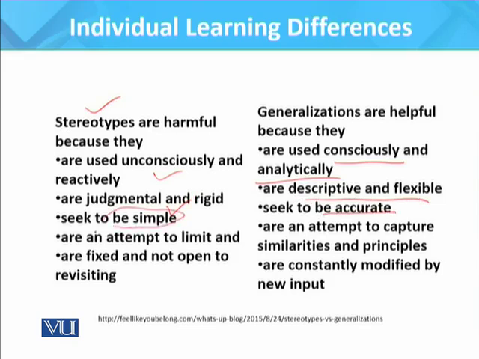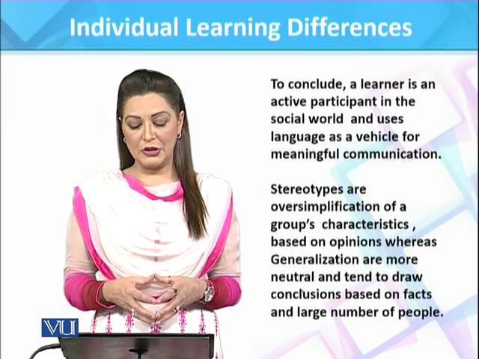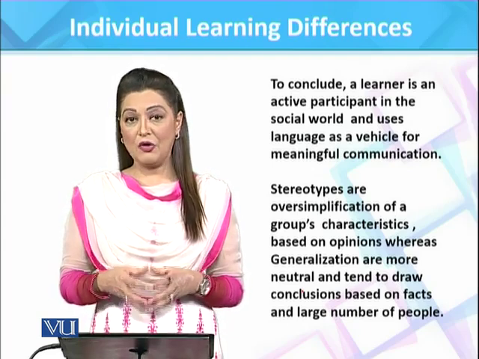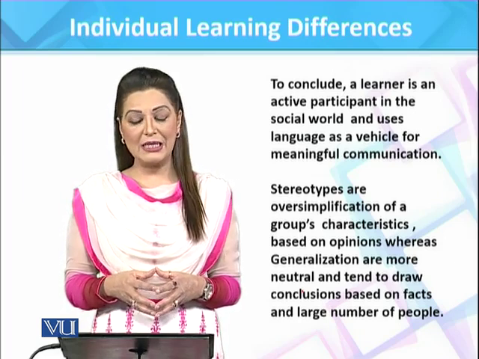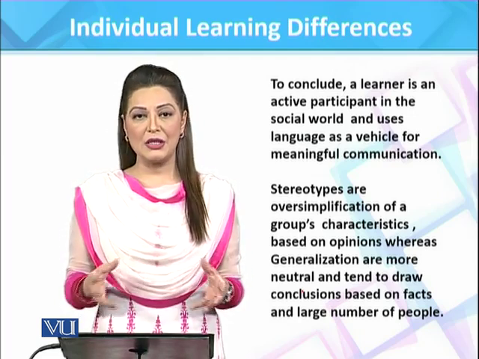Stereotyping is very simple because you simply label somebody with some stereotyping labels, whereas generalization is an attempt to capture similarities and principles. Stereotypes are fixed and not open to revisiting or modification, whereas generalizations are constantly modified with new input. To conclude, the learner is an active participant in the social world and uses language as a vehicle of communication. Stereotypes are oversimplifications of a group's characteristics based on opinions, whereas generalizations are more neutral and tend to draw conclusions based on facts and a large number of people.